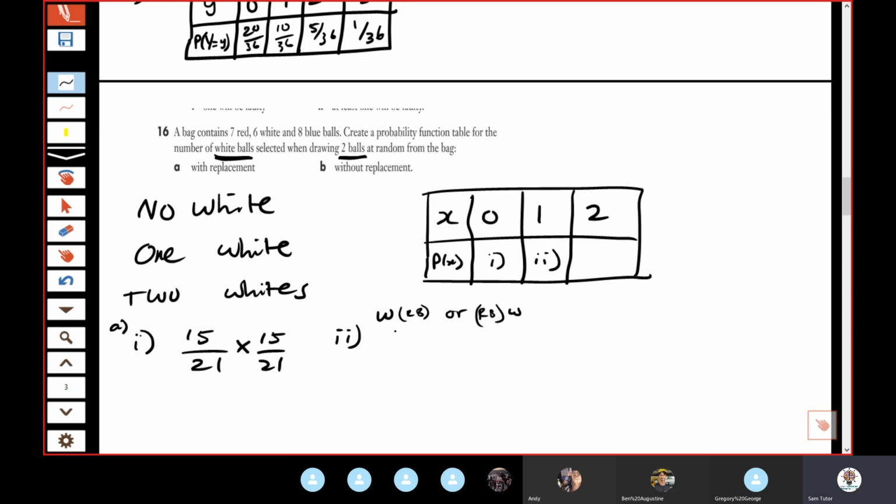So the first one, for it to be white, would be 6 over 21 multiplied by, and it's being replaced again, so 15 red or blues out of 21, plus, and then same answer, right? Pretty much. Red or blue is 15 over 21 times 6 over 21. That's your answer for double I.